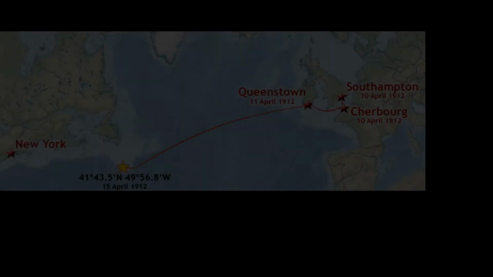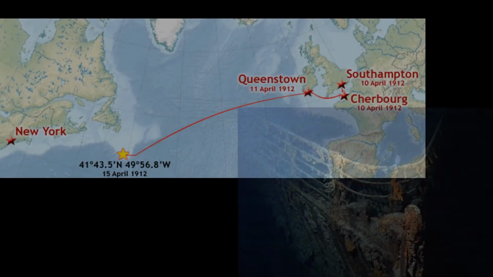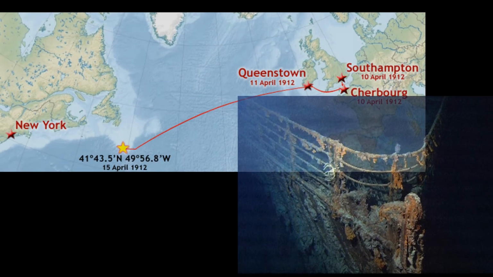Iceberg and location. The iceberg, thought to have been hit by Titanic at a speed of 39 km per hour, was reported to have a streak of red paint along its waterline. The wreck of Titanic lies about 600 kilometers southeast of Newfoundland.